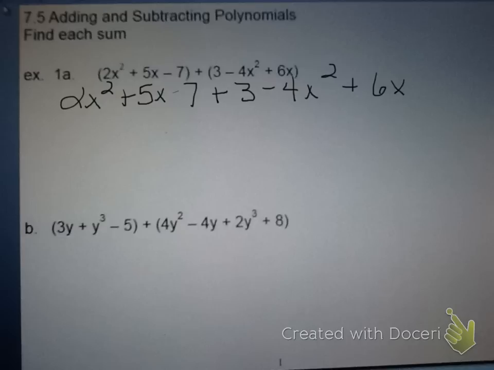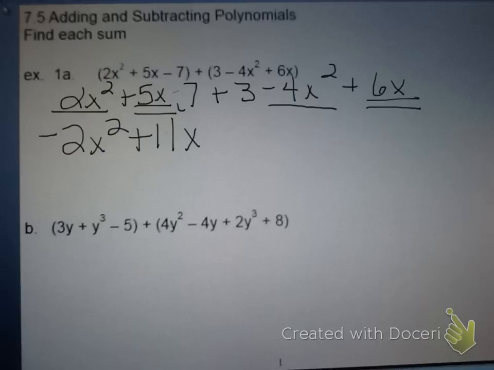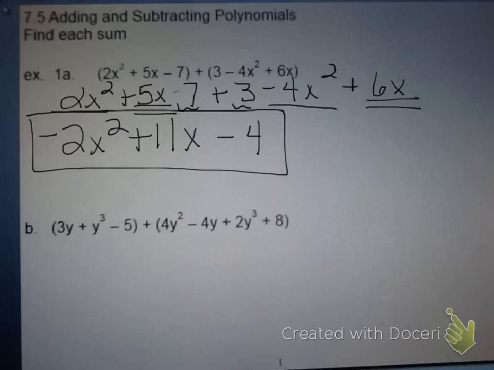write your answer in descending order. So 2x squared and a negative 4x squared, those are like terms, and that's the highest exponent. So you want to combine by adding or subtracting their coefficients. Positive 2 and a negative 4 is a negative 2x squared. Now the next term is 5x and a positive 6x, which is 11x. And negative 7 and a positive 3 is a negative 4. That is your answer. And it is in descending order.